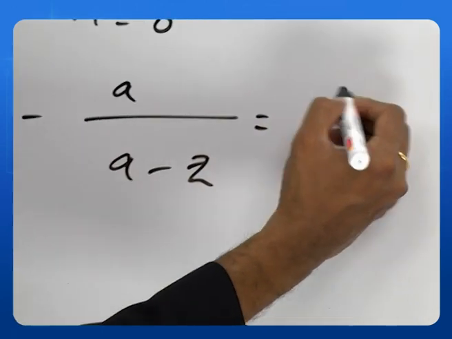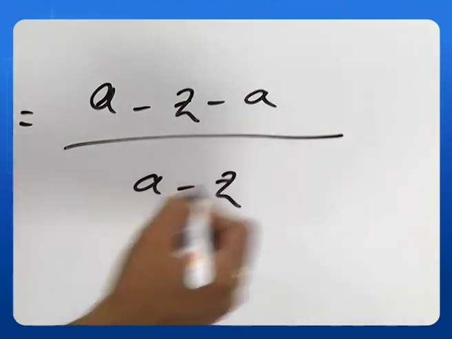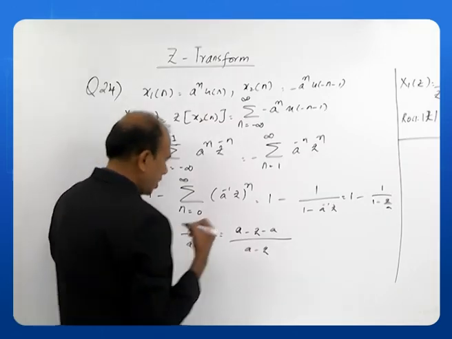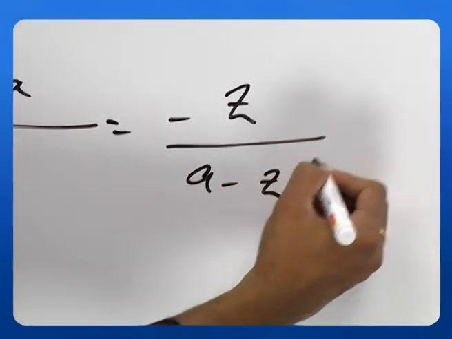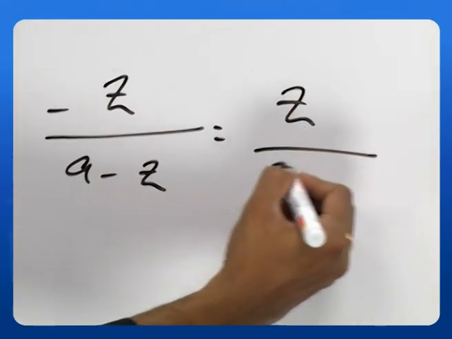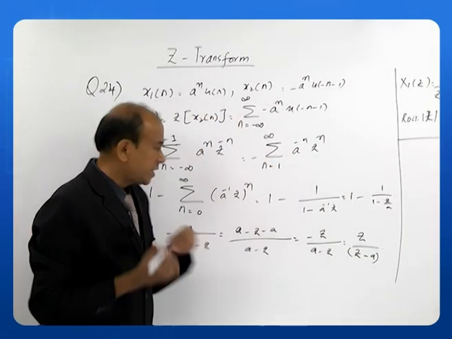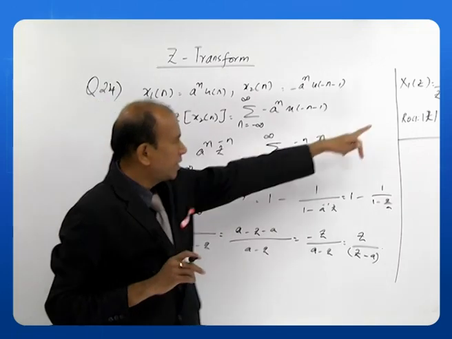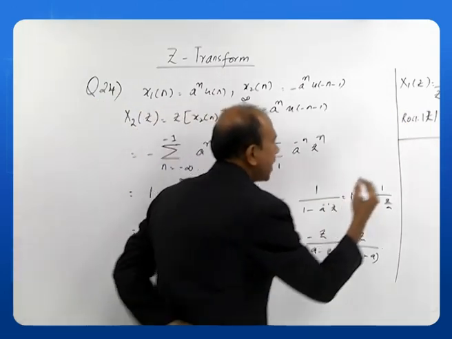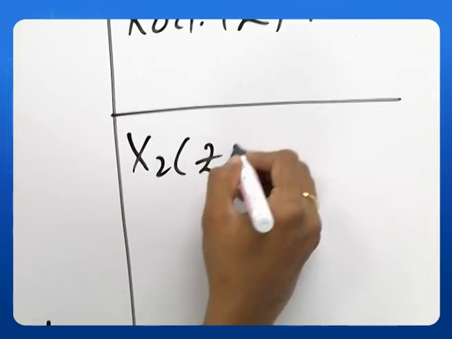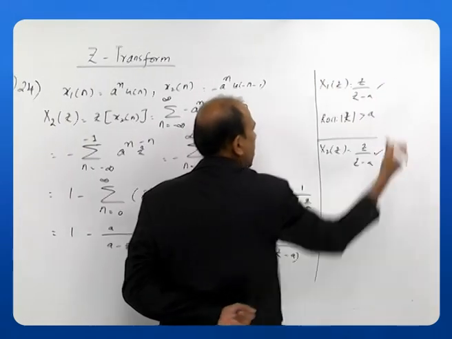So this I can write as (a minus z minus a) by (a minus z). Okay. So now this will be equal to minus z by a minus z. So I can write this as z by z minus a. Right? So this is our x2 of z. What is our x1 of z? Same. So did I get the same answer? I got the same answer. x2 of z is equal to z by z minus a. The first part is proved.